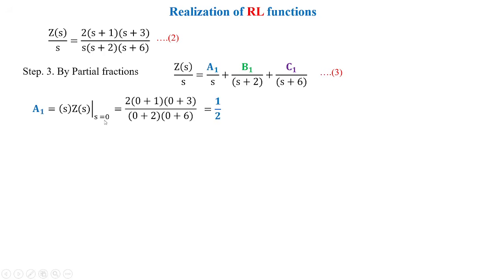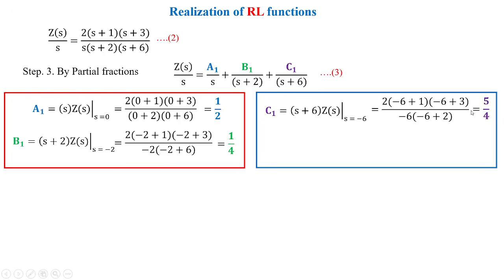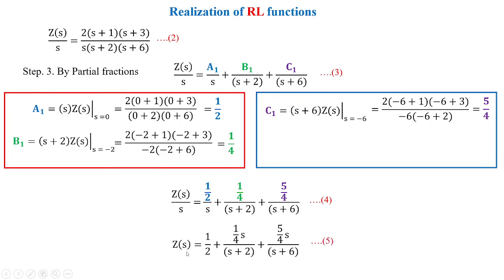Now let us calculate the a1 value. It is obtained here as 1/2, b1 is 1/4, and c1 is obtained to be 5/4. So if I substitute the values of a1, b1, c1 in equation 3, I am getting equation 4 like this. But the actual notation of impedance function should be in terms of Z of s. So I'll take this Z of s and I'll take this denominator s to the right side of equation 4. So Z of s is equal to 1/2 plus (1/4) s by (s plus 2) plus (5/4) s by (s plus 6). This is the equation we have obtained for the impedance function for RL circuits.